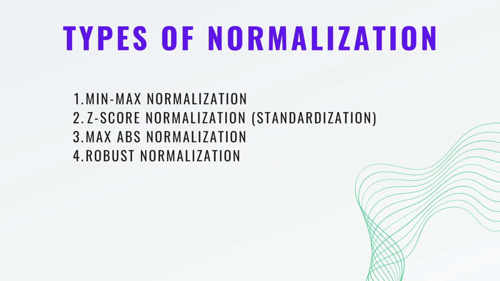We have 4 types of normalization techniques: min-max normalization, z-score normalization, also known as standardization, max absolute normalization, and robust normalization. Let's look at them one by one.